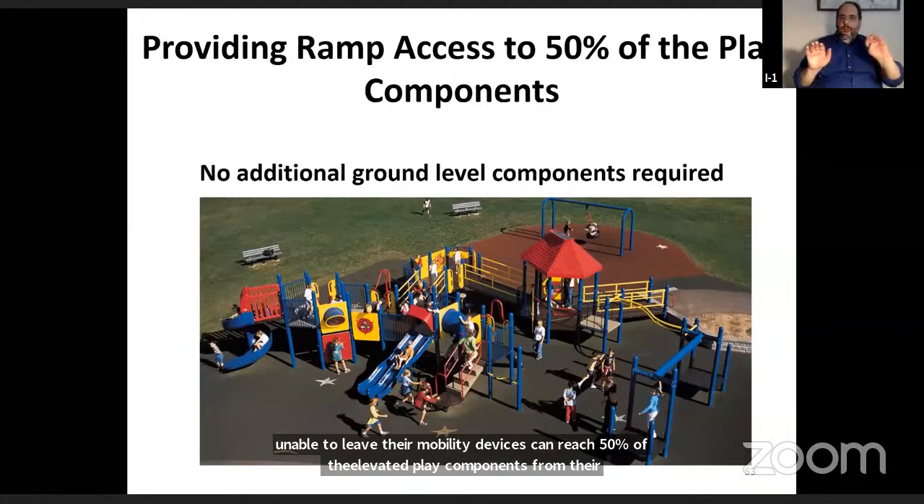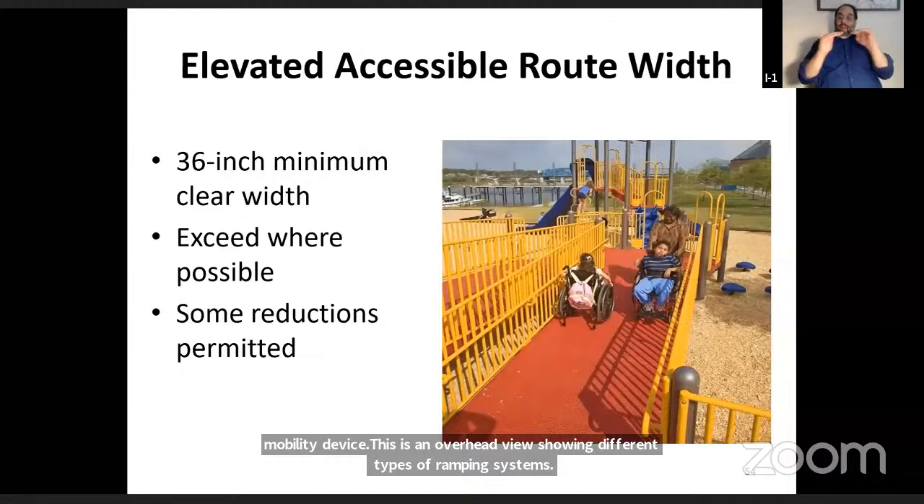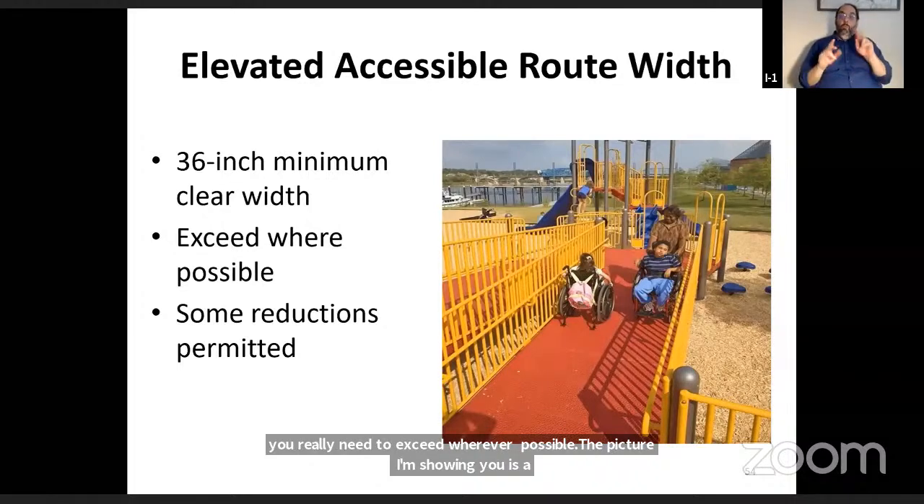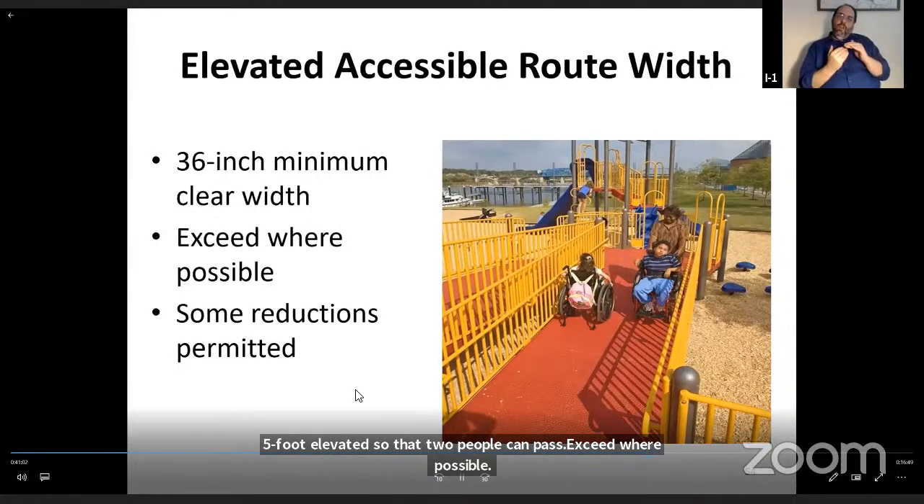That elevated accessible route, I'm on slide 54. That elevated accessible route, 36-inch minimum clear width, you really need to exceed wherever possible. The picture I'm showing you here is a 5-foot one elevated, so that 2 people can pass. Okay, exceed where possible. Some reductions, I should say, down to 32 are permitted.